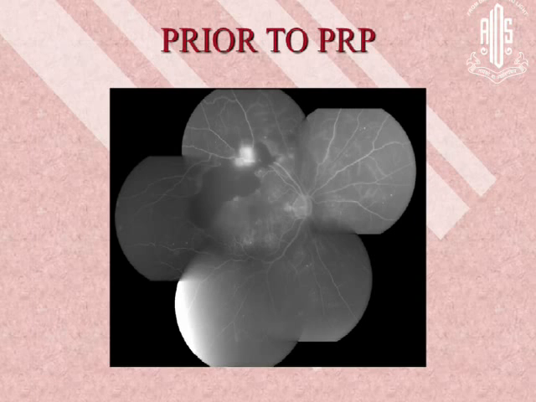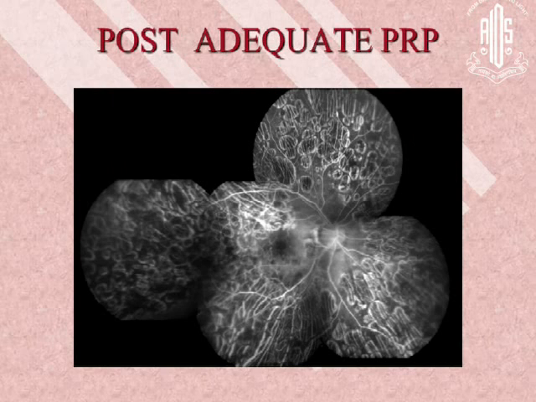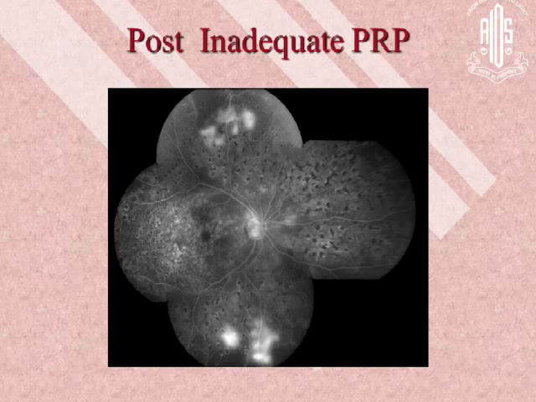And also angiography is used to judge the adequacy of PRP if you are not happy or the patient is not happy, if you see some clinical activity going on. This is prior to PRP, this is post-adequate PRP. After a few months, maybe 4 to 5 months, you can do an angio if you want to and see whether the PRP is adequate or not, particularly if it is a single-eyed patient. Sometimes we can find this way that though we have done a tight PRP, the PRP is not adequate. So this is an angiogram picture of a post-inadequate PRP.